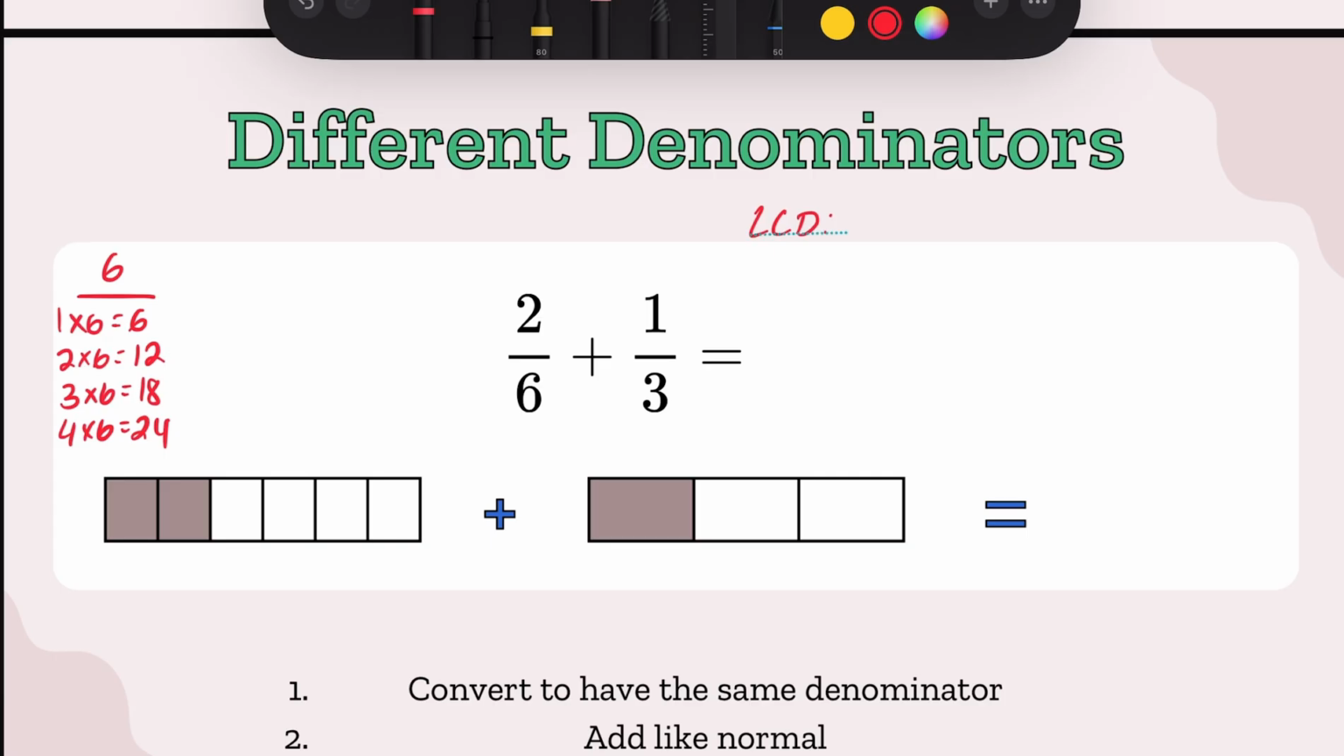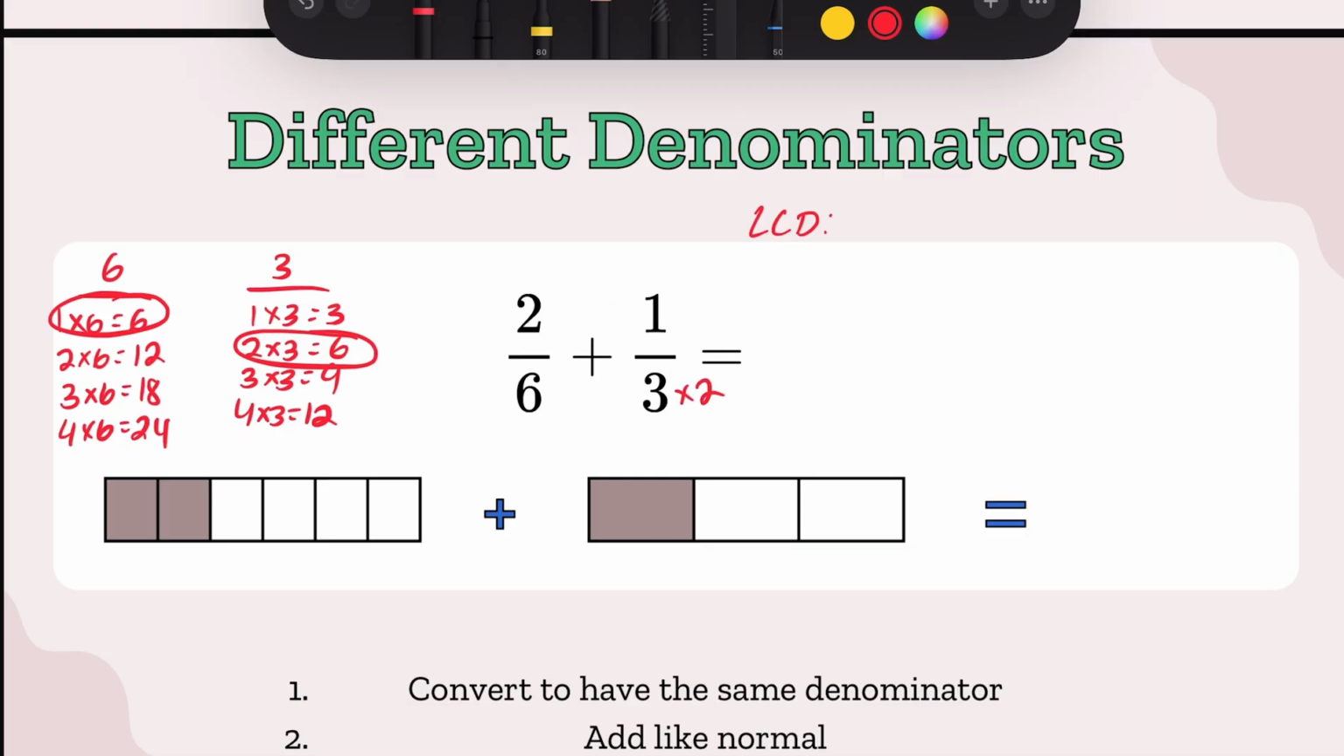And now we want to find our multiples of 3. Multiples of 3 are 1 times 3, which is 3, 2 times 3, which is 6, 3 times 3, which is 9, and 4 times 3, which is 12. And now here I see that my least common multiple is 6. So I could multiply this times 1, so therefore it just stays the same. And now I'm going to convert 3 into 6 by multiplying it by 2.